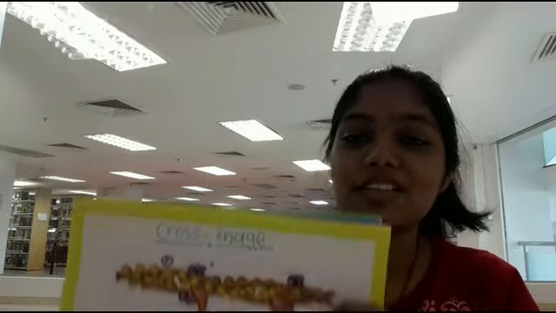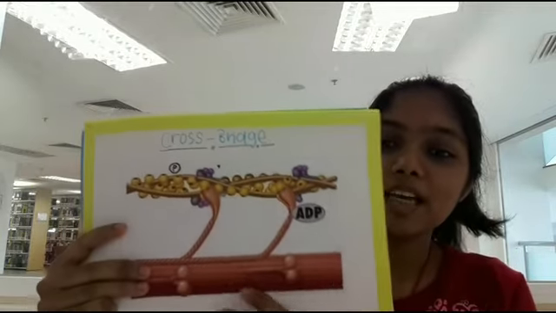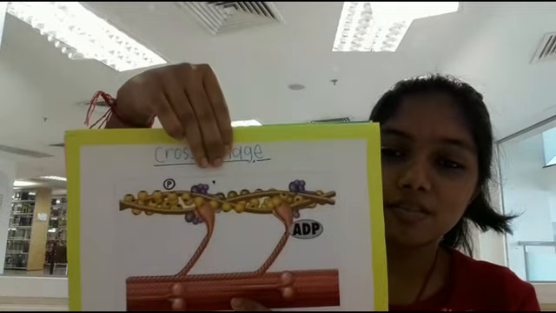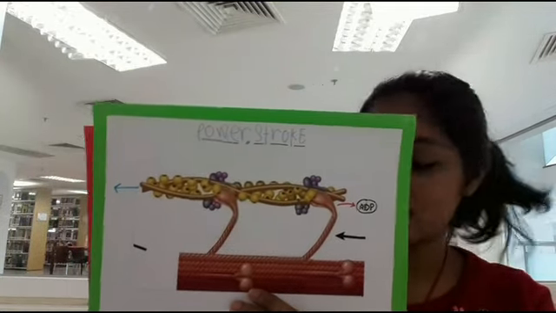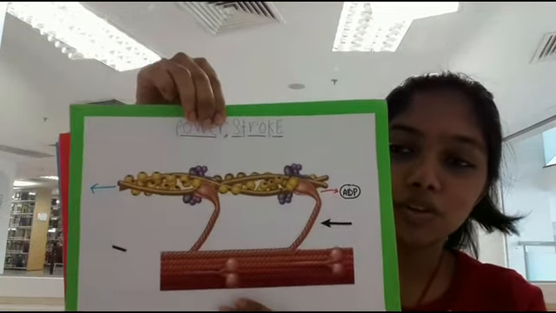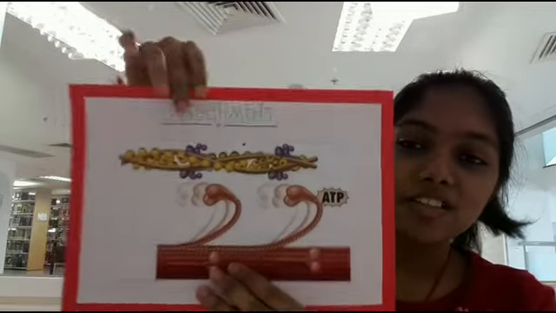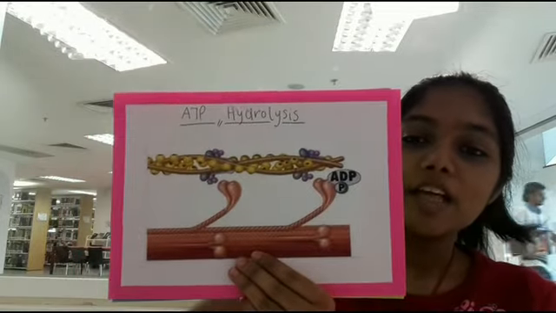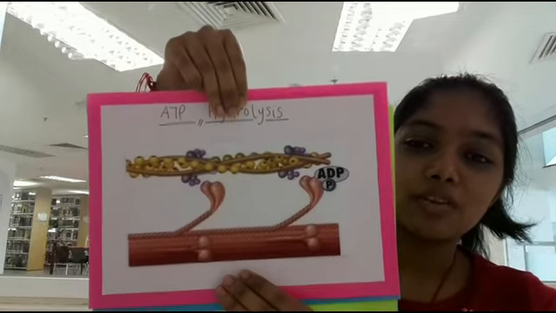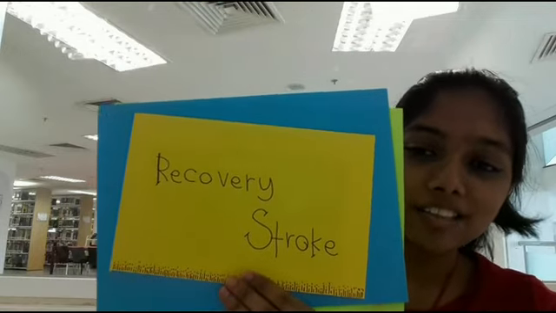At this point, let's take a little recap of the previous stages in the contraction cycle. The first stage is cross-bridge formation. The second stage is the power stroke. The third stage is the detachment. The fourth stage is ATP hydrolysis. And the last stage is of course the recovery stroke.